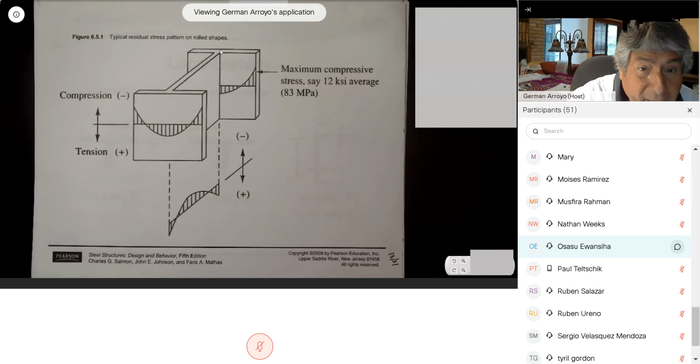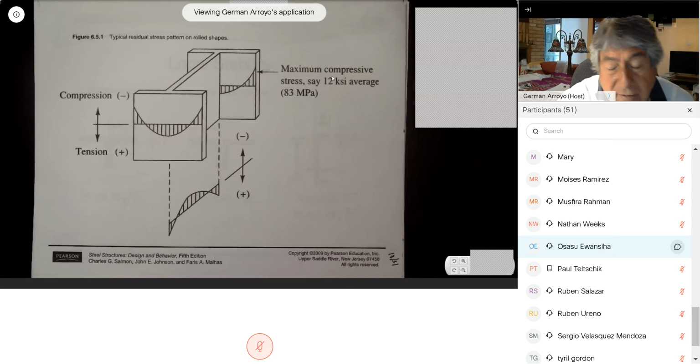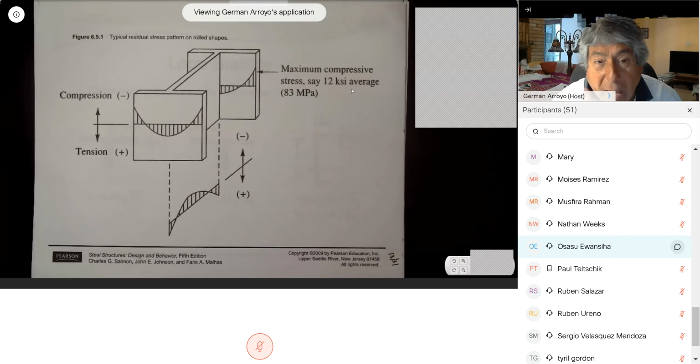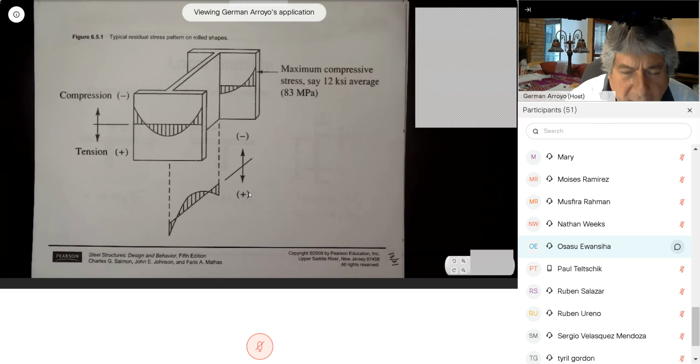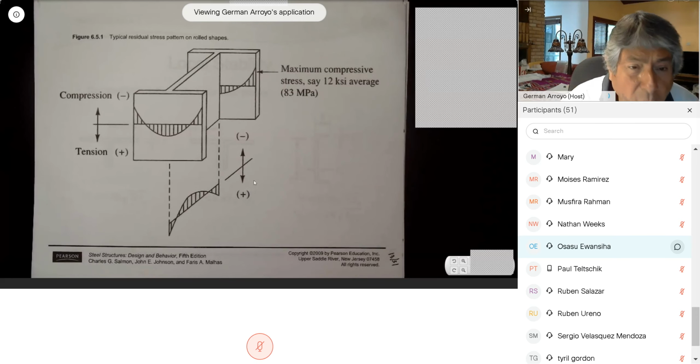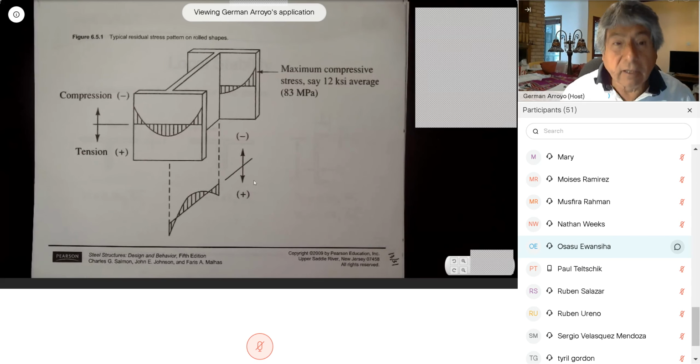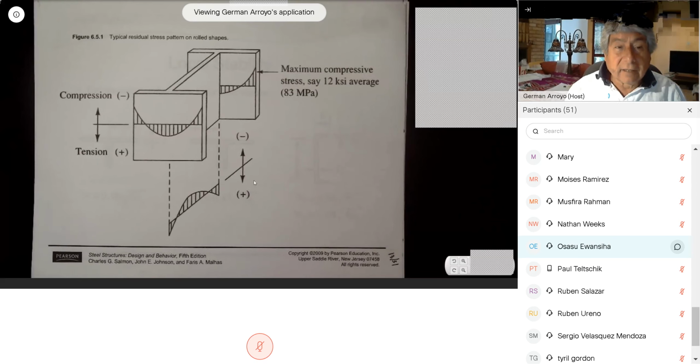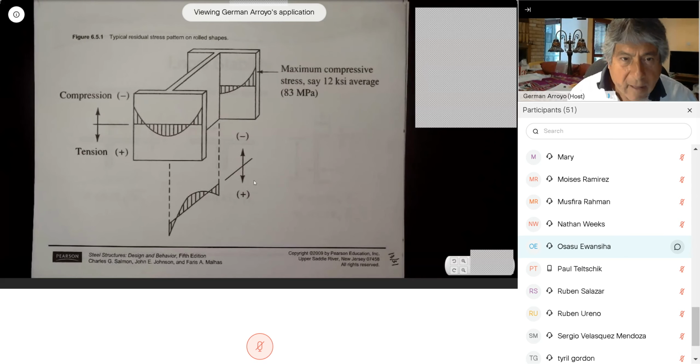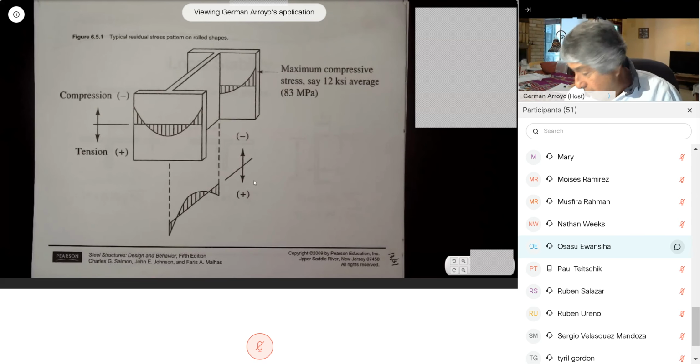And sometimes the compression is as high as 12 KSI. So if you apply more compression, it increases your stress and you don't know. If it's tension, it decreases. But all of this, the code has already taken into consideration. The only thing that I want you to know is that there are residual stresses. We do not have to worry, because all of the formulas in the code were written by the Structural Stability Research Council. All of the formulas take this into consideration.